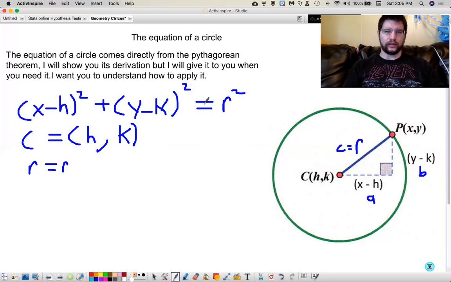So that's the equation of a circle. And here's what I need you to know from it. I need you to know the equation, that the center is this and this, the radius is that. Make sure you square root that, make sure you watch the signs on these.